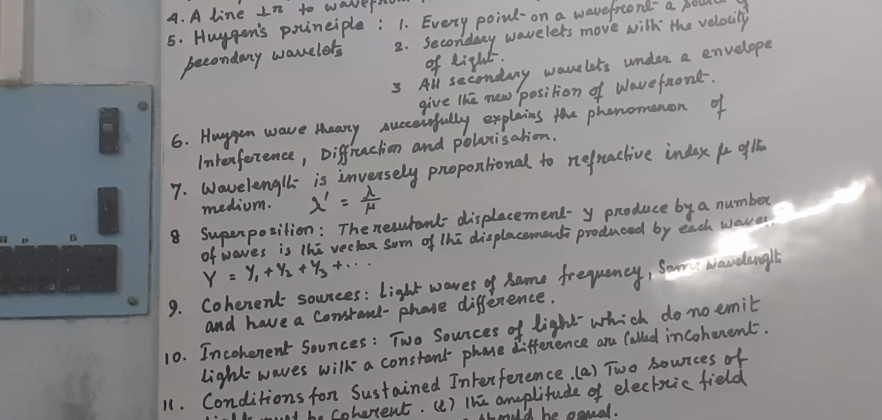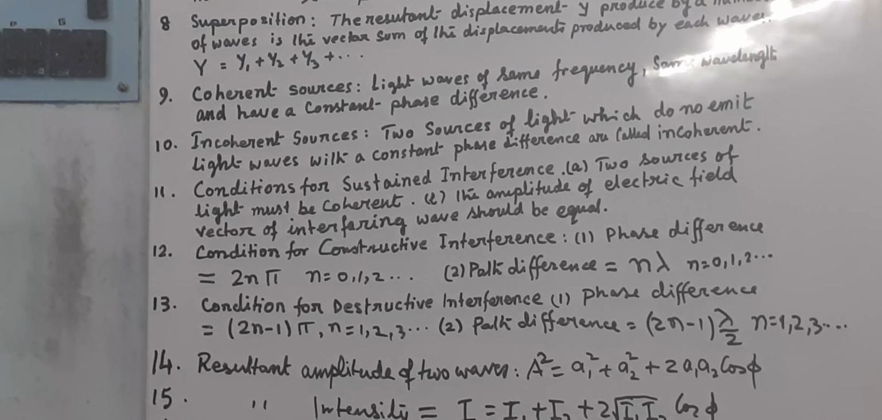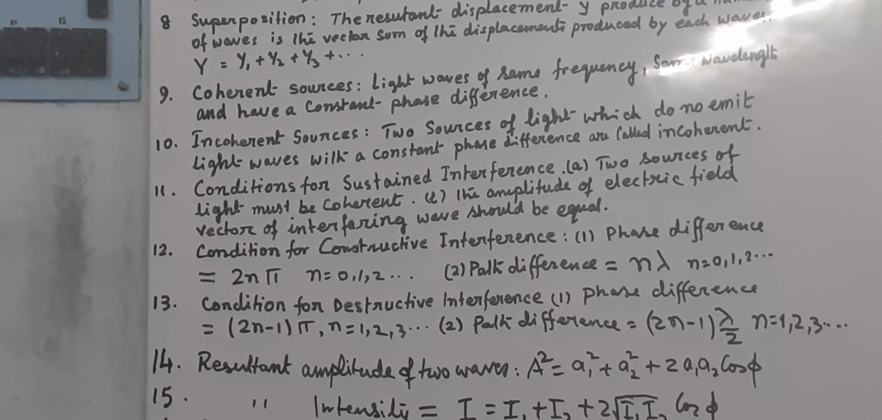Now, what are coherent sources? Light waves of the same frequency and same wavelength that have a constant phase difference are known as coherent sources. Then what are incoherent sources? Two sources of light which do not emit light waves with a constant phase difference are called incoherent.